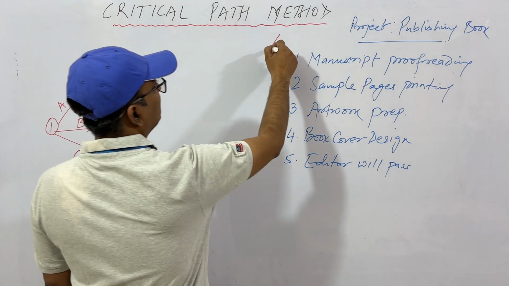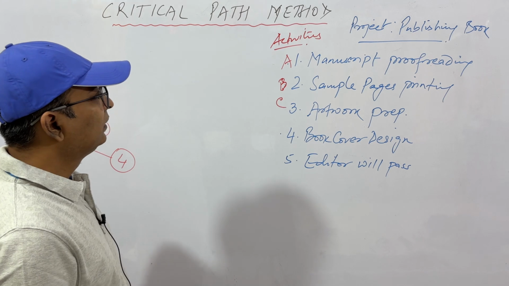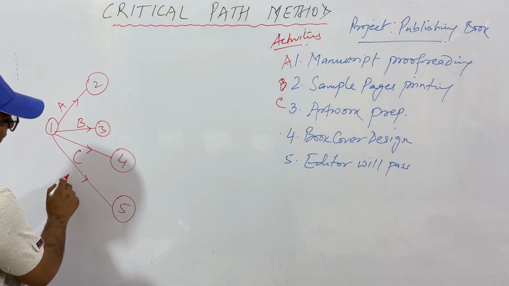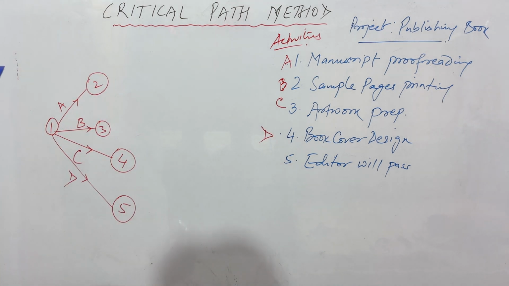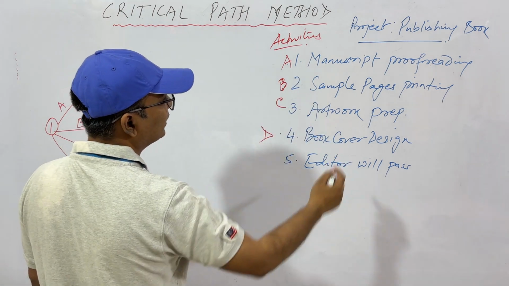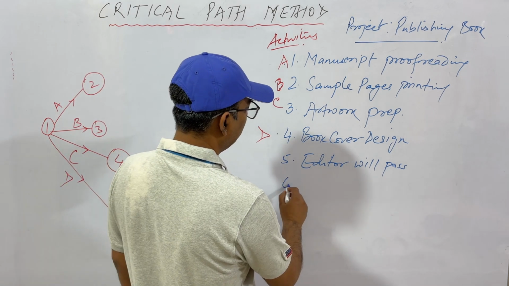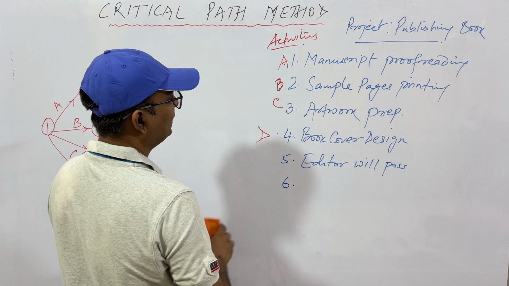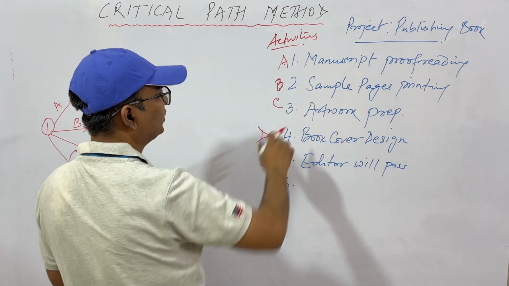Then I'm writing it here, activities. Book cover design, that can also go like this. Okay, clear? But after these activities have been done, then only the editor can pass. Before that you cannot pass it. Next, when the editor has passed, let's say this is your activity E. The editor will pass all the four.